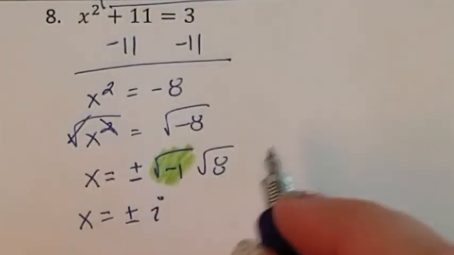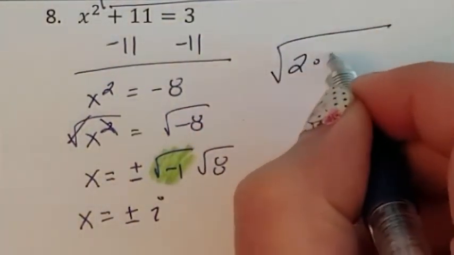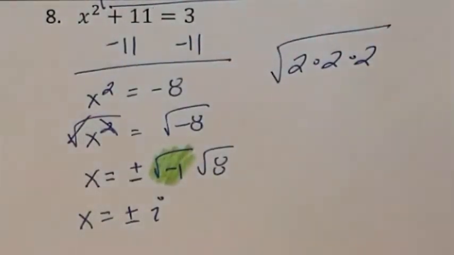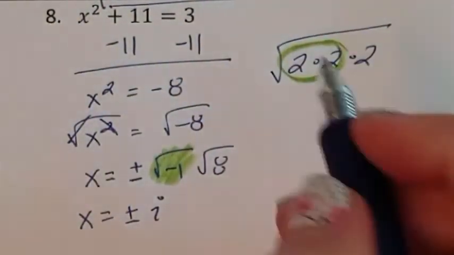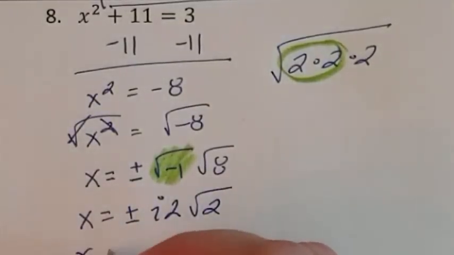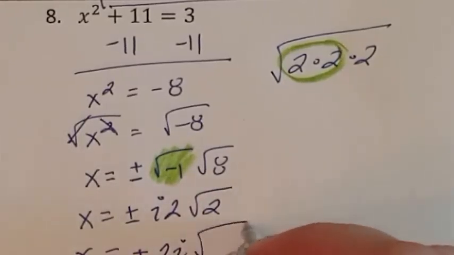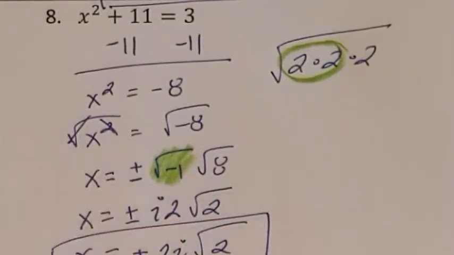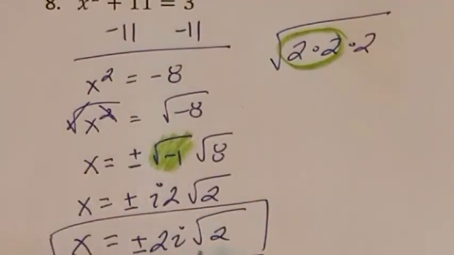We need to prime factorize the 8. Prime factorizing the 8 is 2 times 2 times 2. Remembering if they can pair up, they escape. So a pair of 2s got to escape, but 1 could not. So my answer is plus or minus. You've got to say the number before the i, and the square root always comes at the very, very end. So my answer is plus or minus 2i root 2.